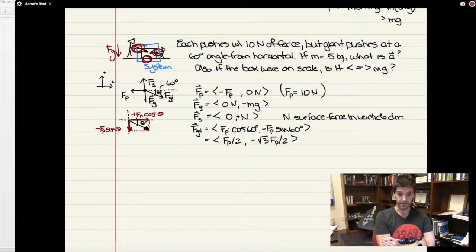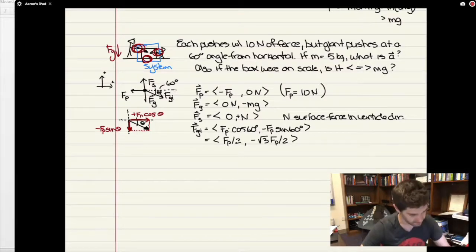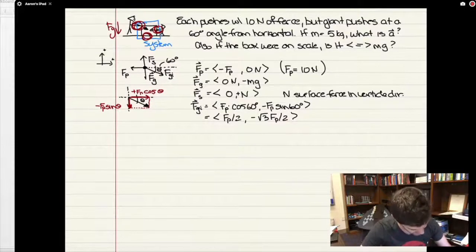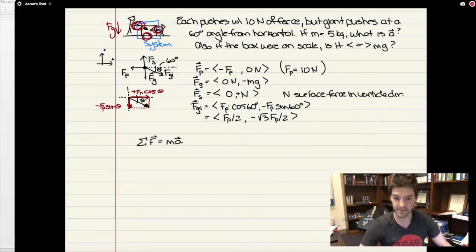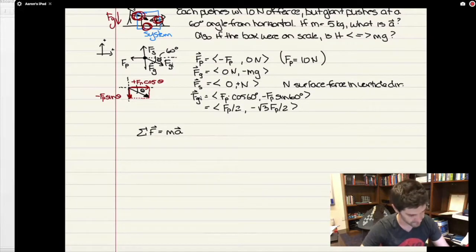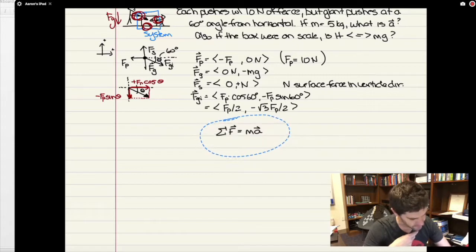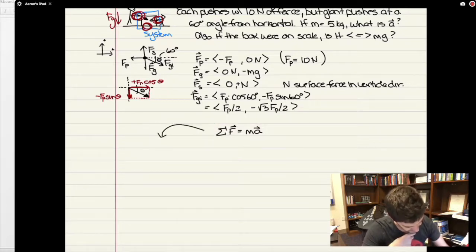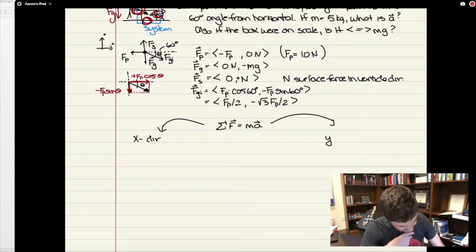All right, now we have components for all of the forces in this problem. We could again start super general: all the forces acting on the box equals the box's mass times the box's acceleration, which happens as a result of these forces. But here both the x direction and the y direction matter, because there are forces in both. This is not a 1D problem. So, like we've done before, I could break this up into the x direction, and then into the y direction.